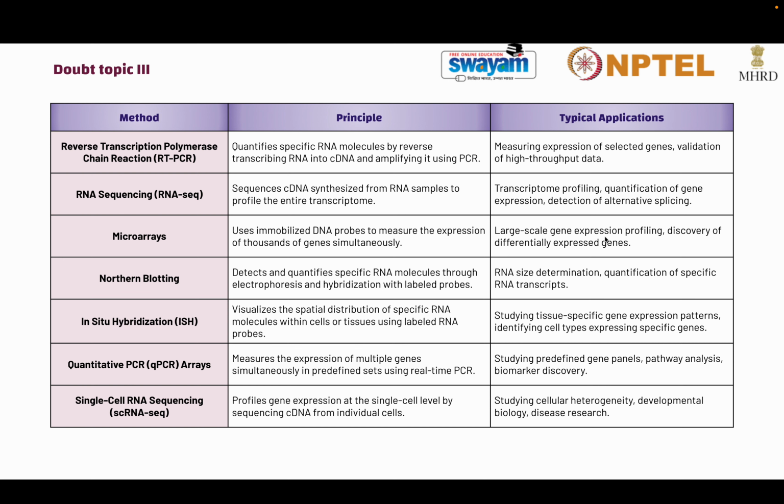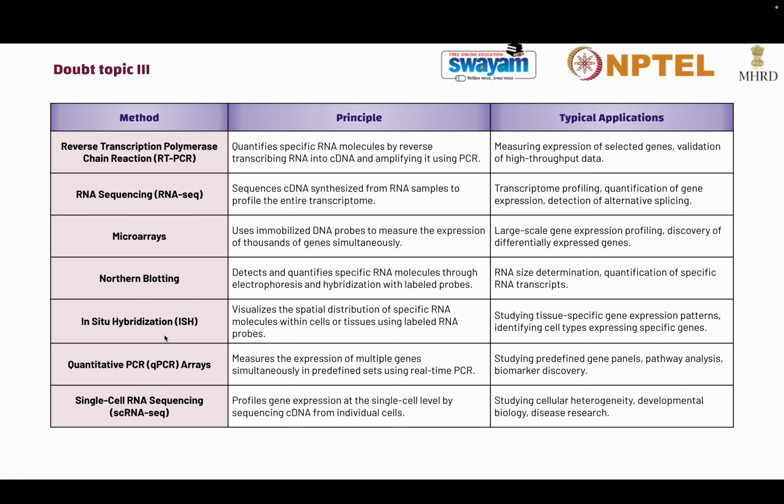And its application is large-scale gene expression profiling and discovery of differentially expressed genes. Then you can also perform Northern blotting, which helps you to detect and quantify specific RNA molecules through electrophoresis and hybridization with the labeled probes. And its application is in the RNA size determination and quantification of specific RNA transcripts.